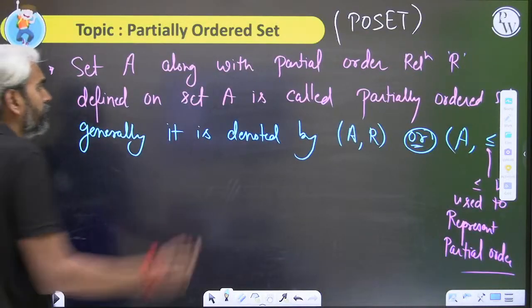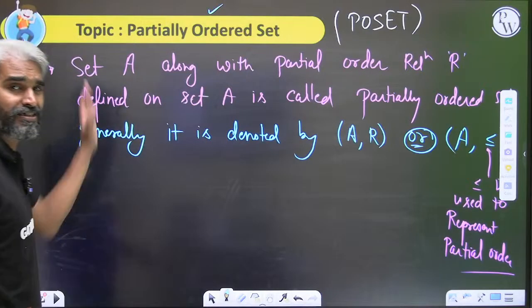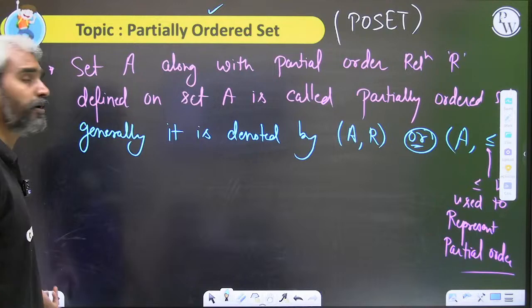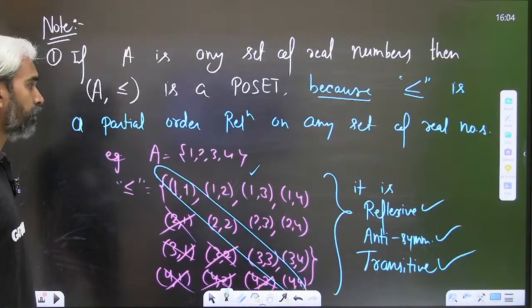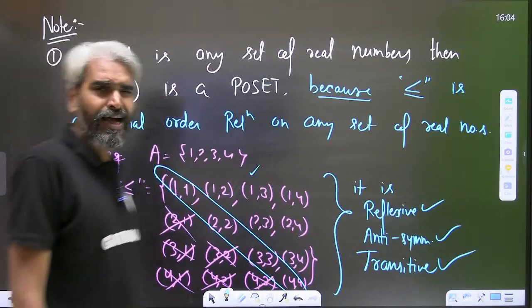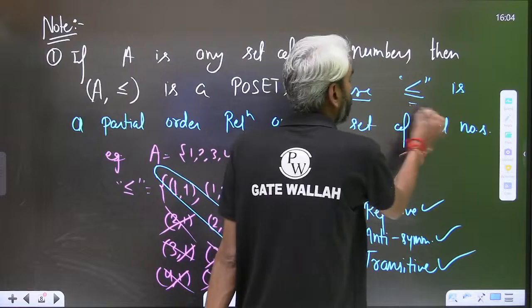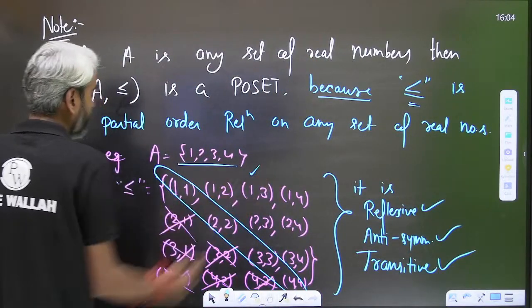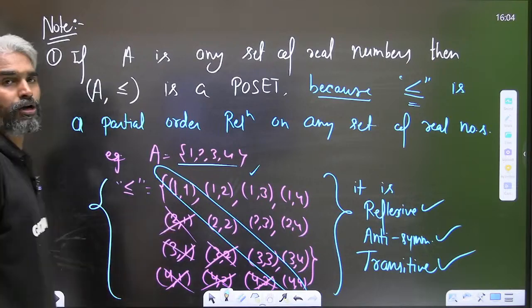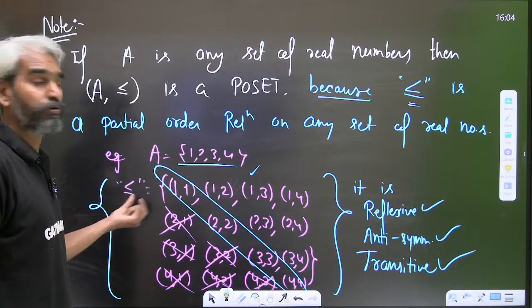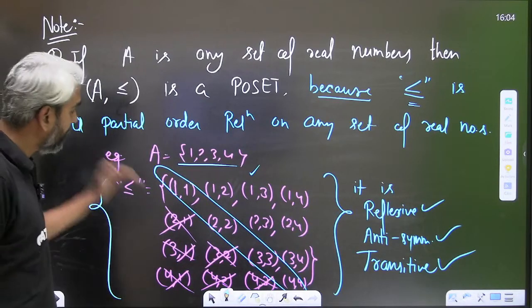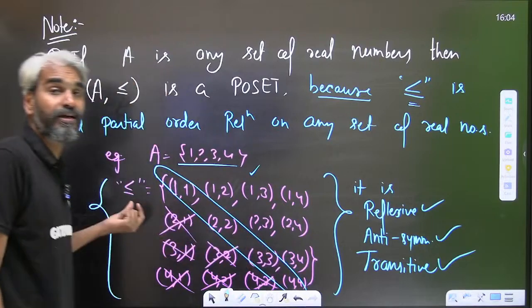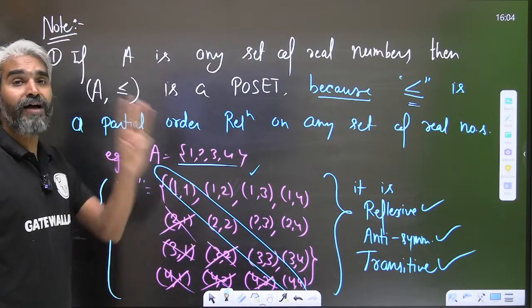Okay. Then what did we say? What is a partially ordered set? A set along with a partial order relation will be called a partially ordered set. I gave some examples: the relation less than or equal to on any set of real numbers will be a partial order relation. If you take any set and define all the ordered pairs with respect to the relation less than or equal to, then you will identify that the ordered pairs in the relation will satisfy all three properties.